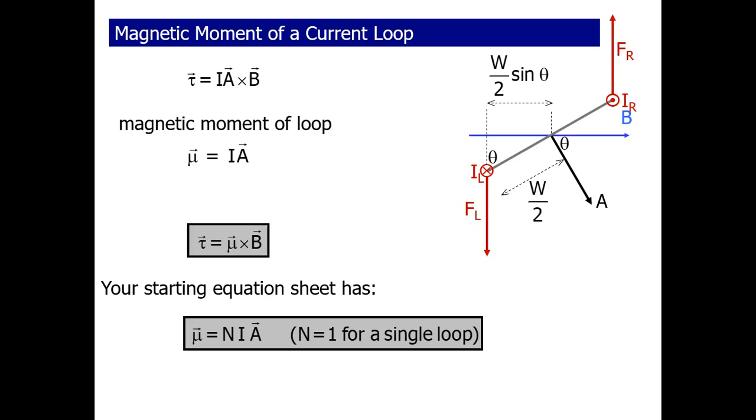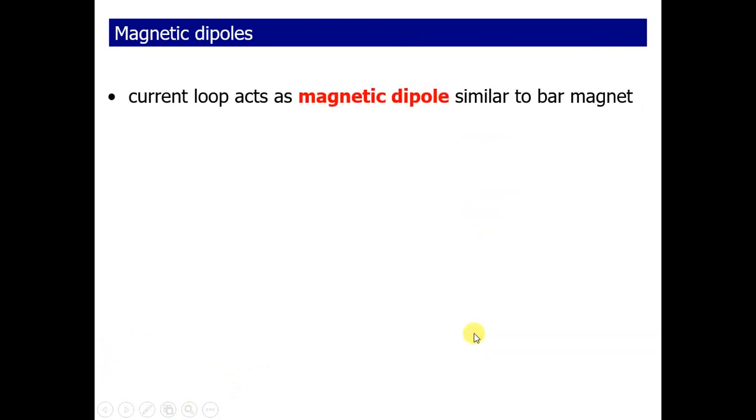So up to this point, mu is equal to N I A for a single loop. But now we will discuss that the current loop behaves as a magnetic dipole, similar to bar magnets. So what will happen then?